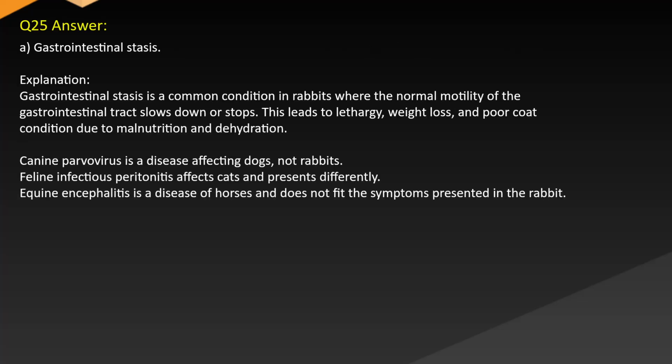Answer A. Gastrointestinal stasis. Explanation: gastrointestinal stasis is a common condition in rabbits where the normal motility of the gastrointestinal tract slows down or stops. This leads to lethargy, weight loss, and poor coat condition due to malnutrition and dehydration. Canine parvovirus is a disease affecting dogs, not rabbits. Feline infectious peritonitis affects cats and presents differently. Equine encephalitis is a disease of horses and does not fit the symptoms presented in the rabbit.